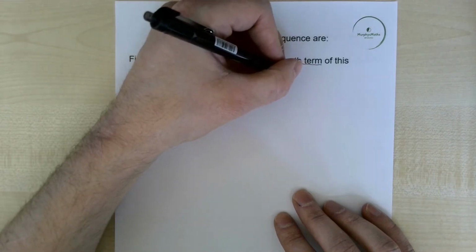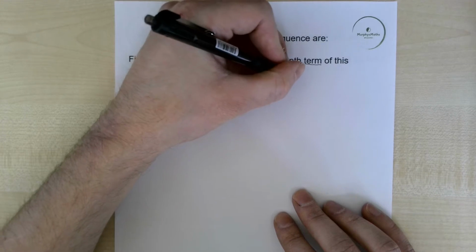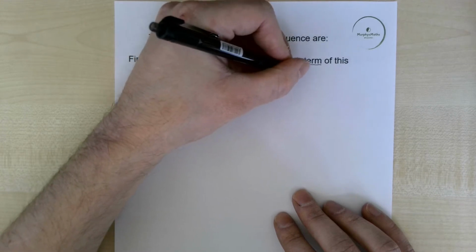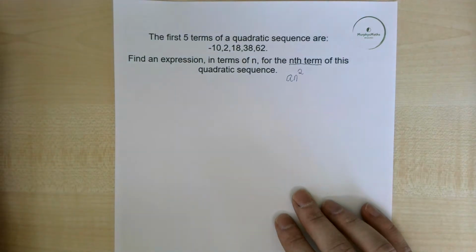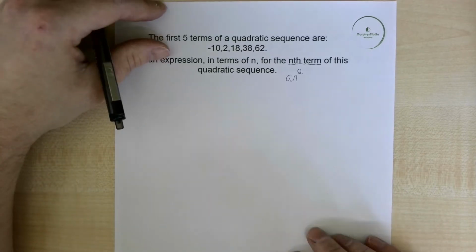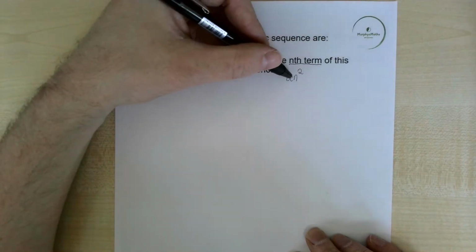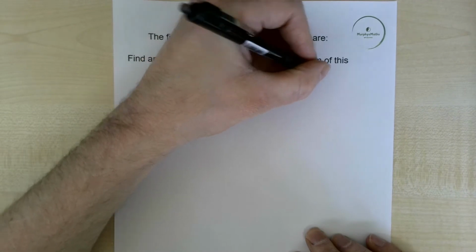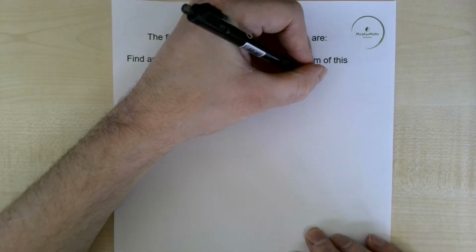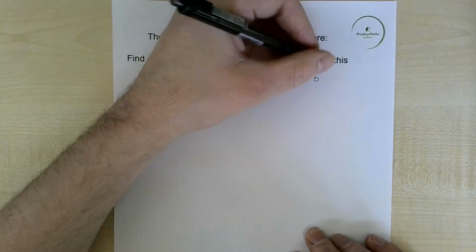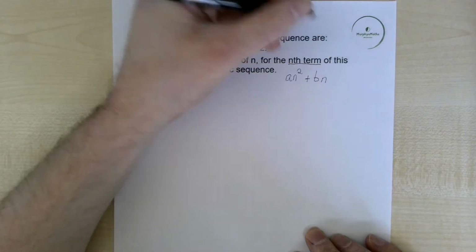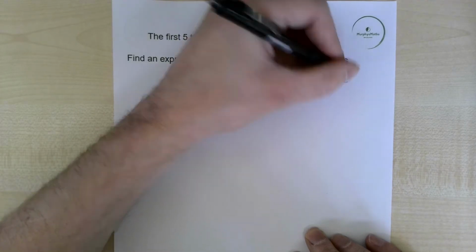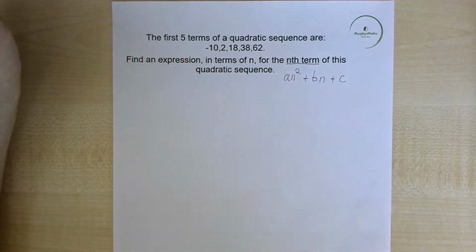Okay, so a typical question would look like this: find the first 5 terms of a quadratic sequence. Sorry, these are them. Find an expression in terms of n for the nth term of this sequence. So first of all, if it's the nth term I'm looking for, my answer is going to look something like this: some number a multiplied by n squared. And if you remember from arithmetic sequences, n is the position in the sequence, plus some number, let's call it b, multiplied by n, plus or minus some other number, we'll call it c.